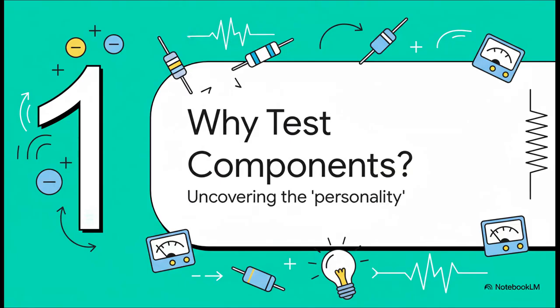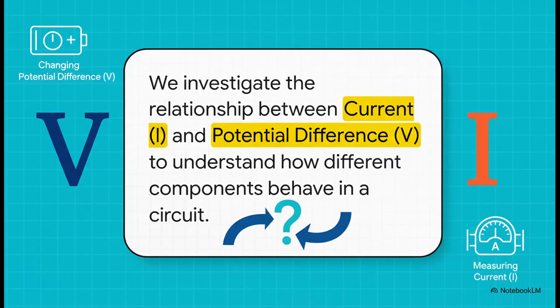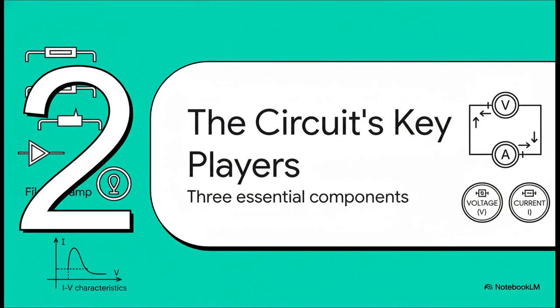Right, section 1. So why do we test these components? Well, like I said, it's all about uncovering the unique personality of each part, how it reacts when you start pushing electricity through it. Now, the fancy term for this is investigating IV characteristics. And really, all that means is that we're looking at the relationship between two things: current, which gets the symbol I, and potential difference, which we call V. The whole experiment is about what happens to that current when we change the potential difference.